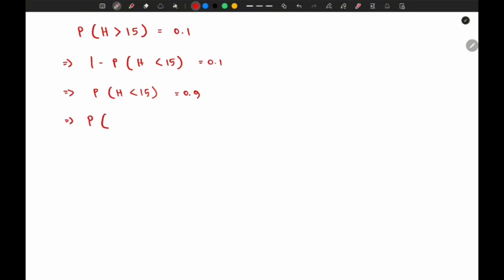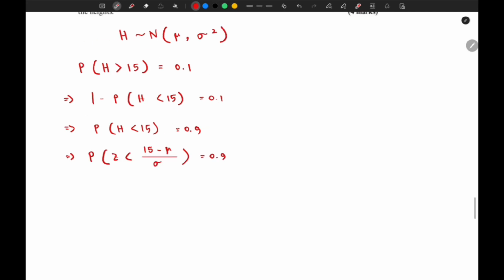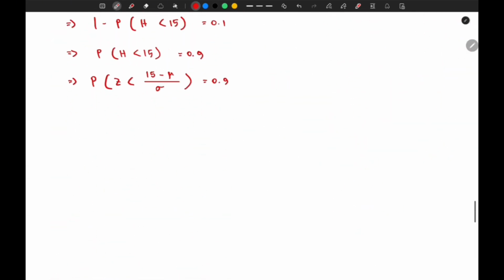First of all, we need to convert this value of h into z. So the probability for z is less than (15 minus mean) over the standard deviation is 0.9. So we can say that when the probability is 0.9, the value of z is 1.28. So (15 minus mean) over the standard deviation is 1.28. So from this we can have an equation which looks something like this.